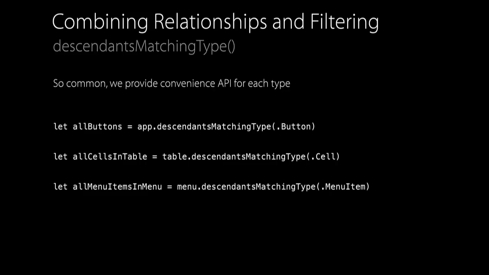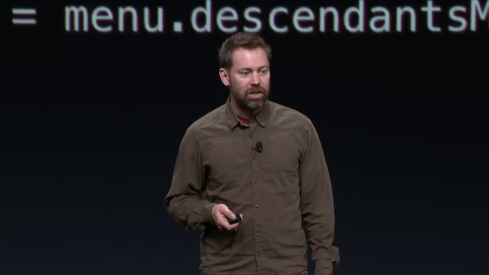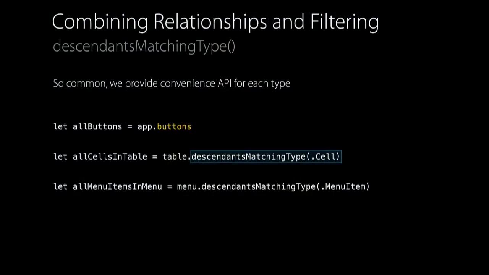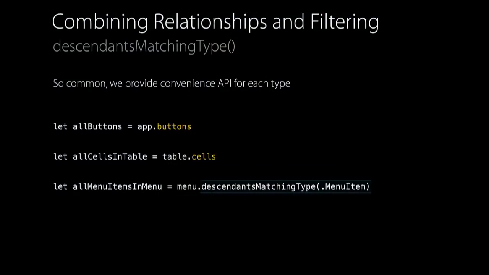So this is such a common query that we provide convenience API for every one of these types. So descendants matching type button becomes just buttons. Descendants matching type cell becomes just cells, and so on and so forth. So these convenience APIs help make your tests very expressive yet concise.